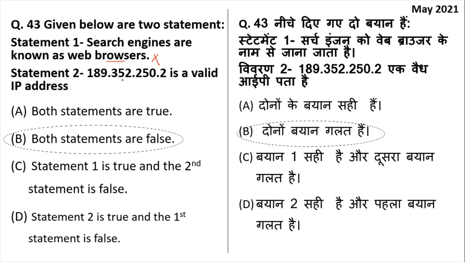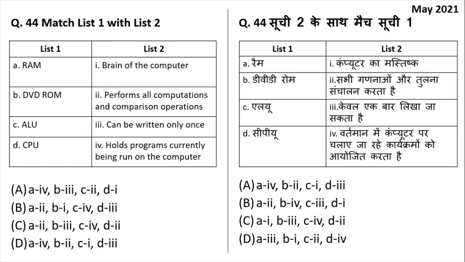If you look at the second statement, why am I saying that this is a false statement? Because whenever you see an IP address, all these numbers have to be in the range from 0 to 255. It cannot be more than 255. If it is more than 255, that IP address is invalid. Because all the numbers should be in the range of 0 to 255, one number is wrong. That is why this IP address is invalid. So both statements are false.